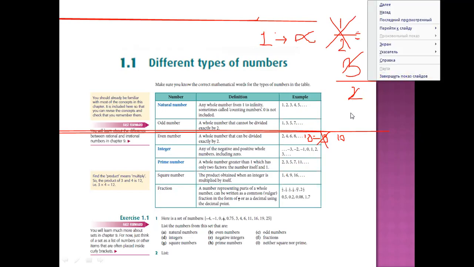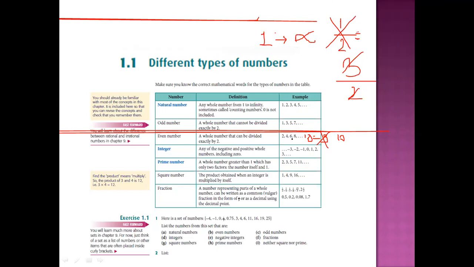And square number: the product obtained when an integer is multiplied by itself. Square numbers are 1, 4, and 9, because 9 is the square of 3; 3 squared is 9. For example, 49 is also a square number because 7 squared is equal to 49.